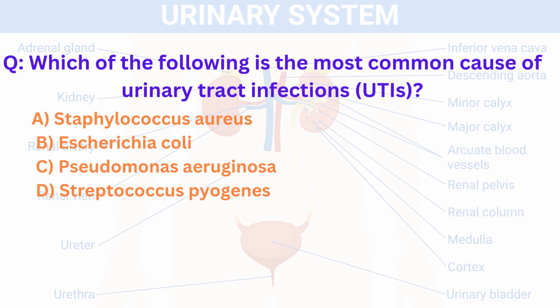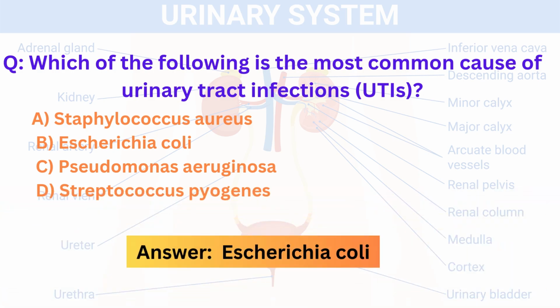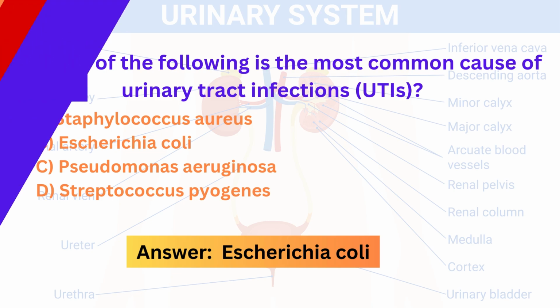Then Pseudomonas aeruginosa is also a bacteria that causes urinary tract infections in hospitalized or immunocompromised patients, but it is not the most common cause. Then Streptococcus pyogenes, these are also bacteria primarily responsible for throat and skin infections, not commonly associated with urinary tract infections. Hence, here the correct answer is E. coli, that is responsible for most commonly causing urinary tract infections.